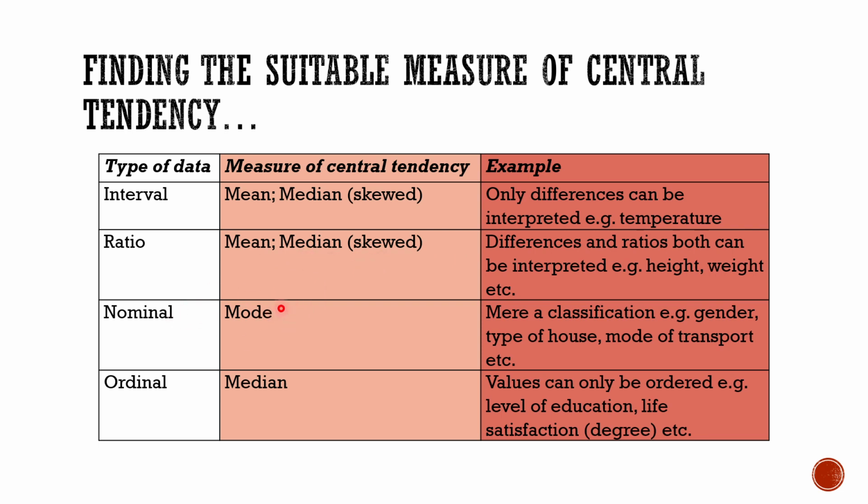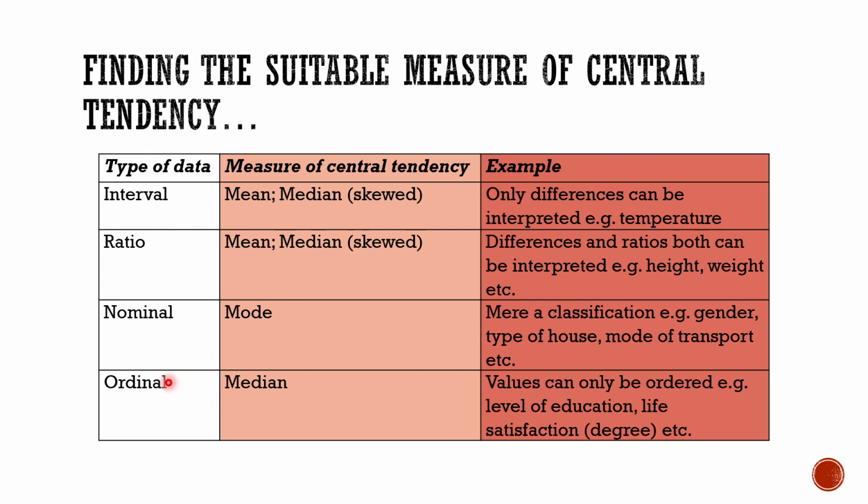We use mode particularly where our type of data is nominal. What does nominal data mean? It is a mere classification. You cannot order the categories here. For example, gender, type of house, mode of transportation. Here you use mode, or the most frequent observation. So you would be using mode for nominal data.